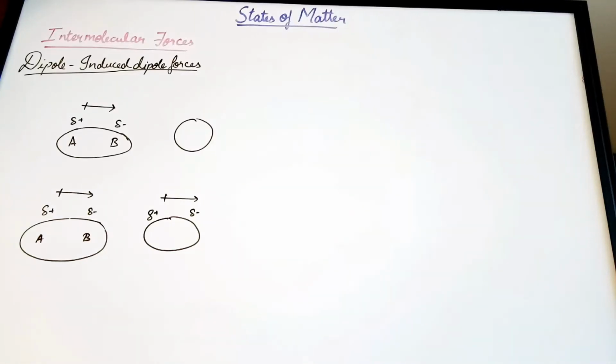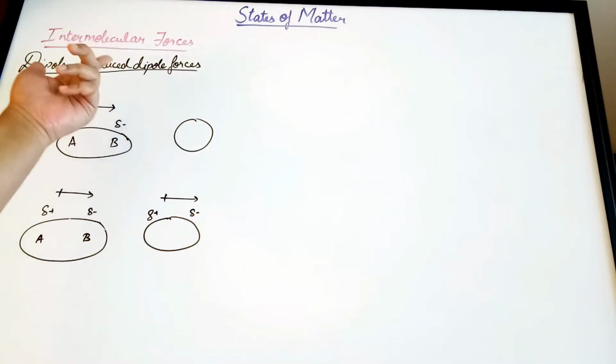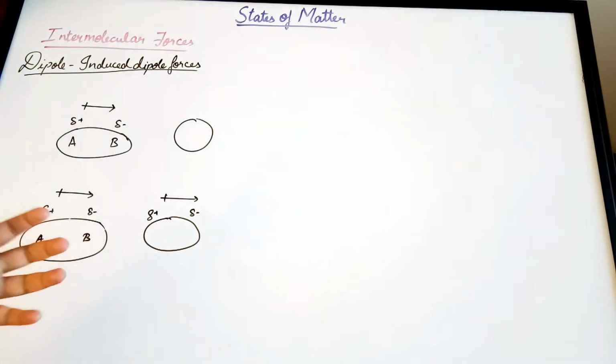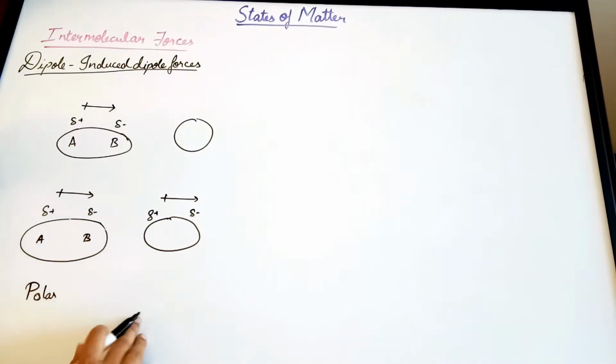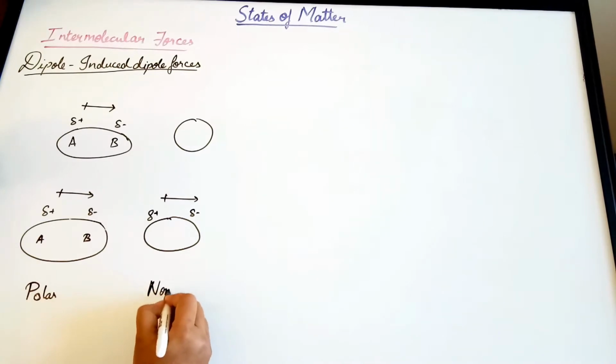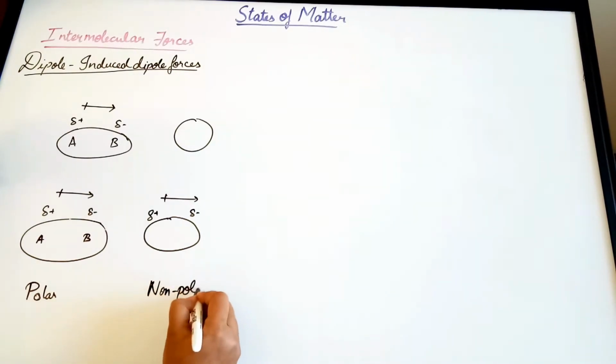The next one we are going to be learning about is dipole-induced dipole forces. As the name suggests, one of the molecules is having a permanent dipole, whereas the other molecule or atom is going to have an induced dipole. A molecule which has a dipole moment can also be called a polar molecule, whereas the one which does not have a dipole is a non-polar molecule or atom.